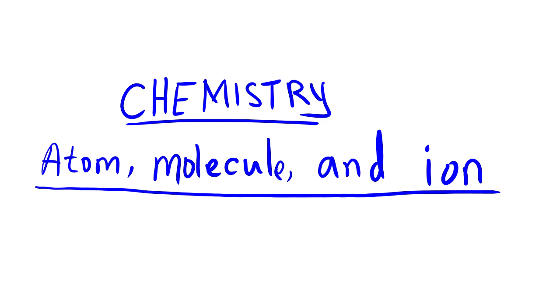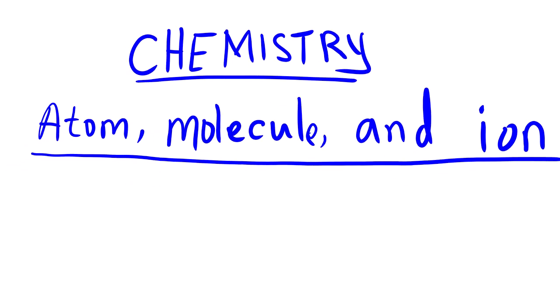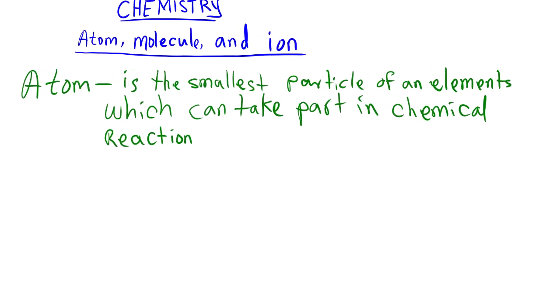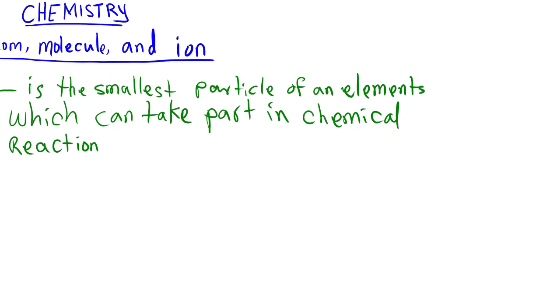Okay. When we say atom, as we said in our previous videos, atom is the smallest particle of an element. So this definition of atom, we can copy it. Is the smallest particle of an element. That means if you have an element, then the smallest particle of this element is termed atom.